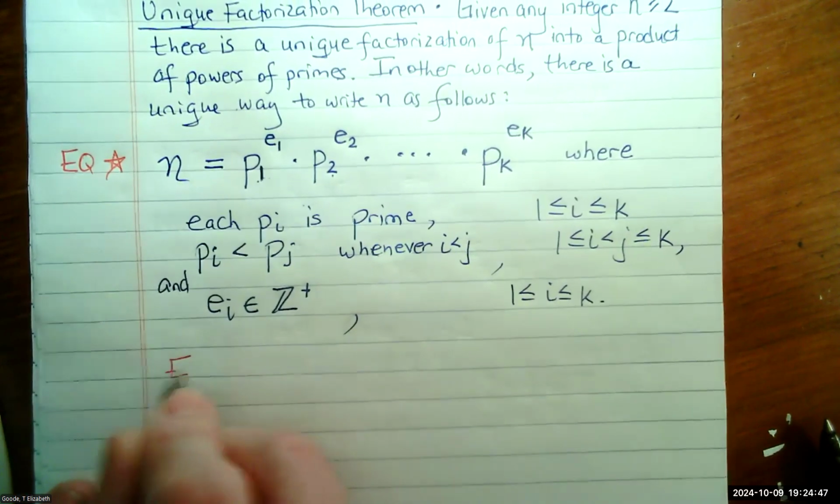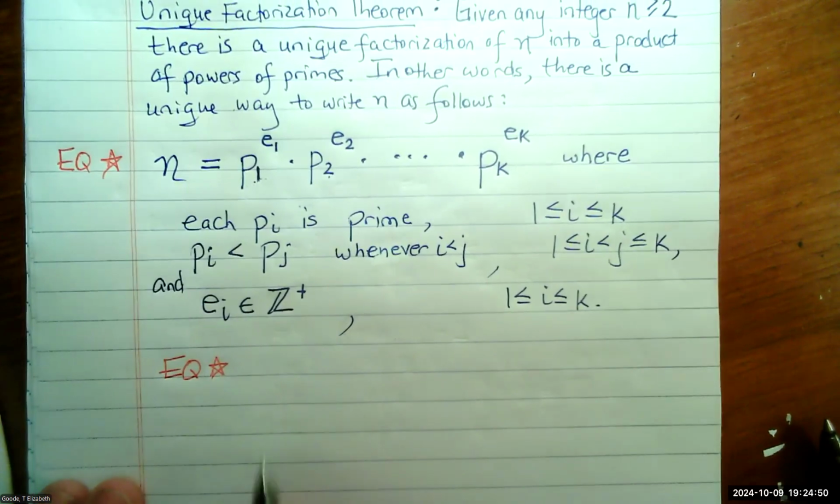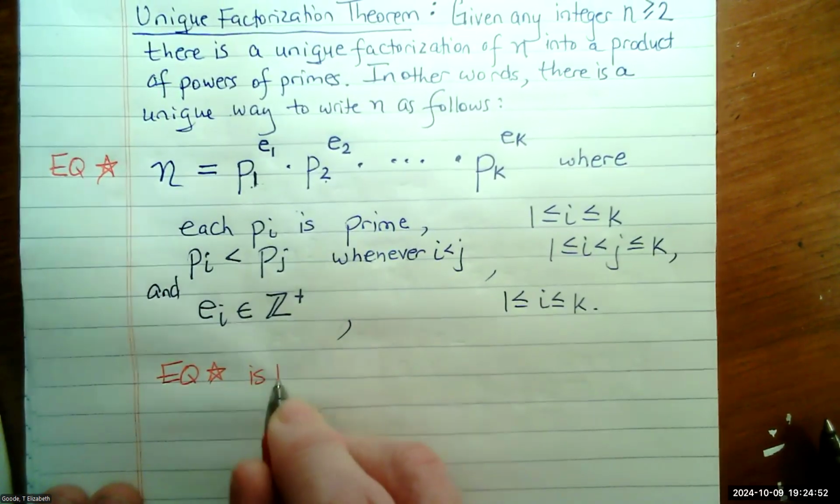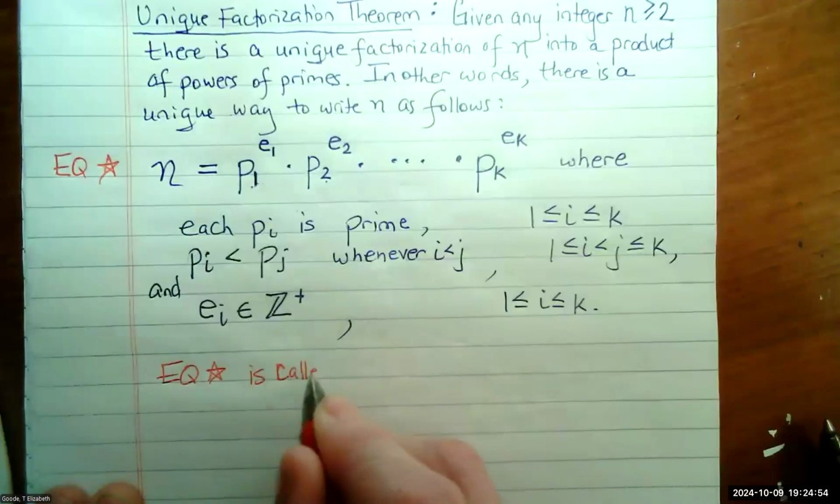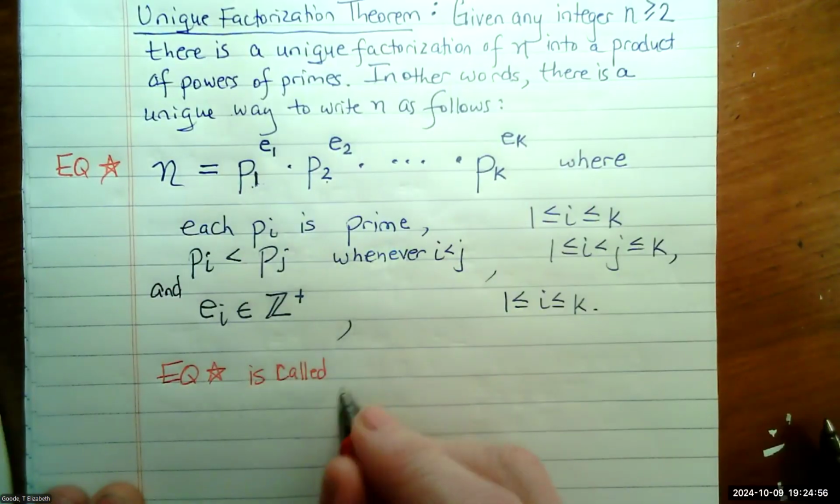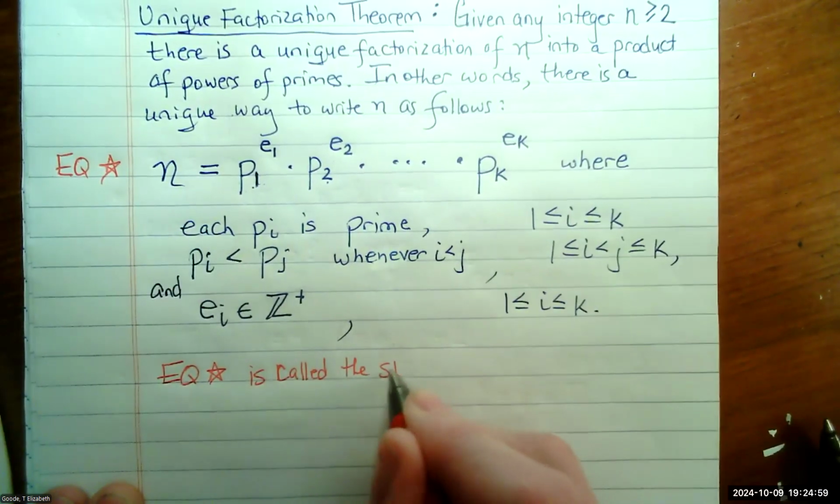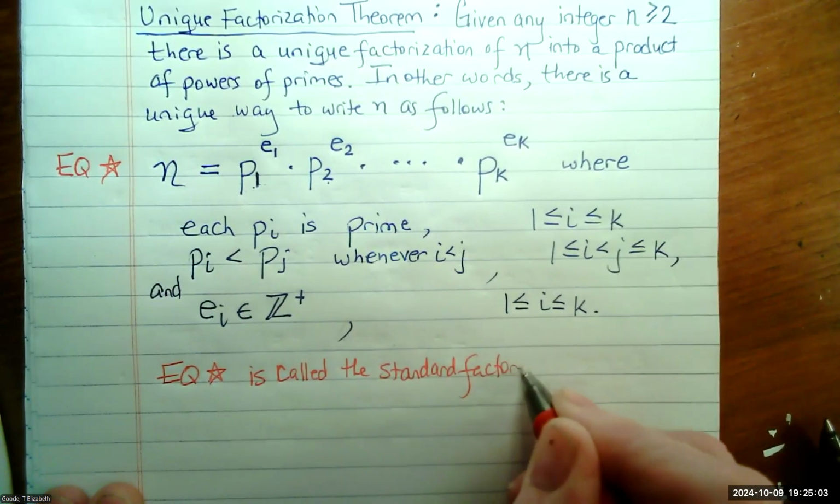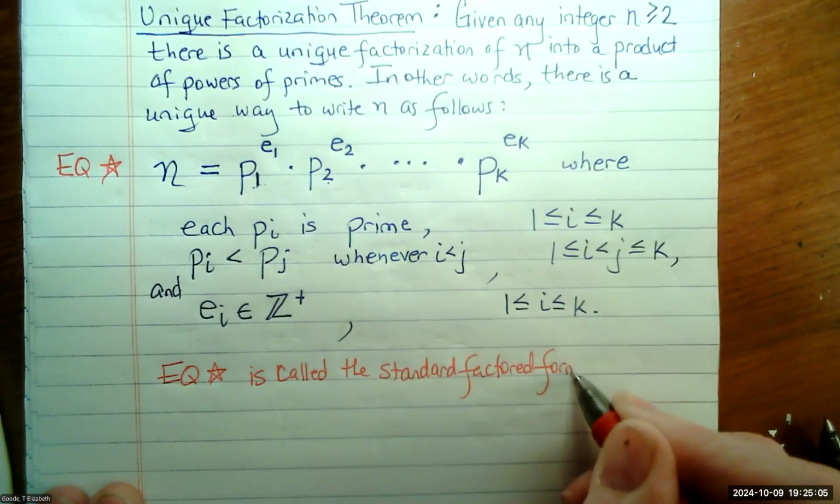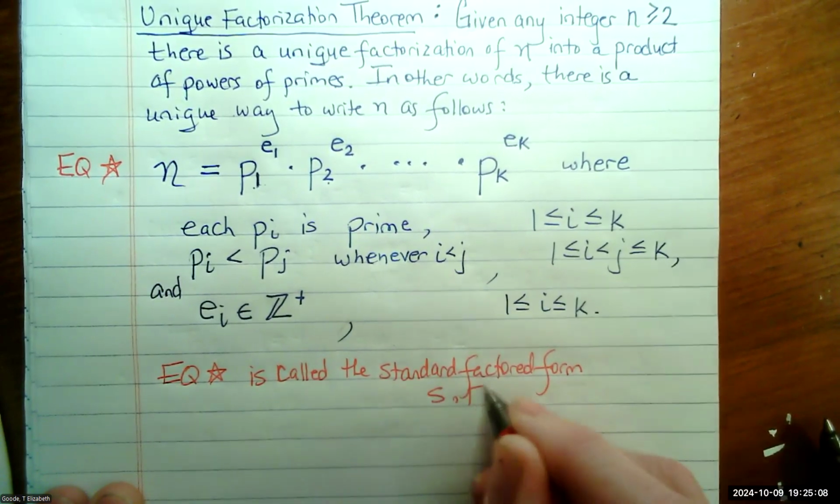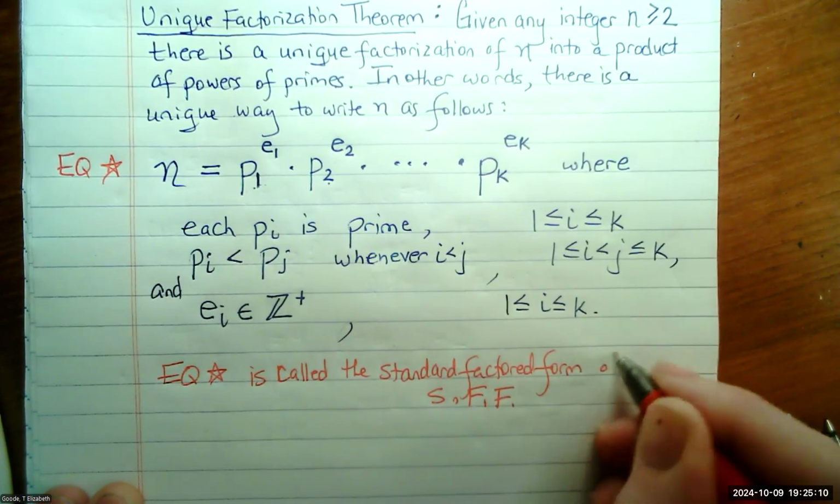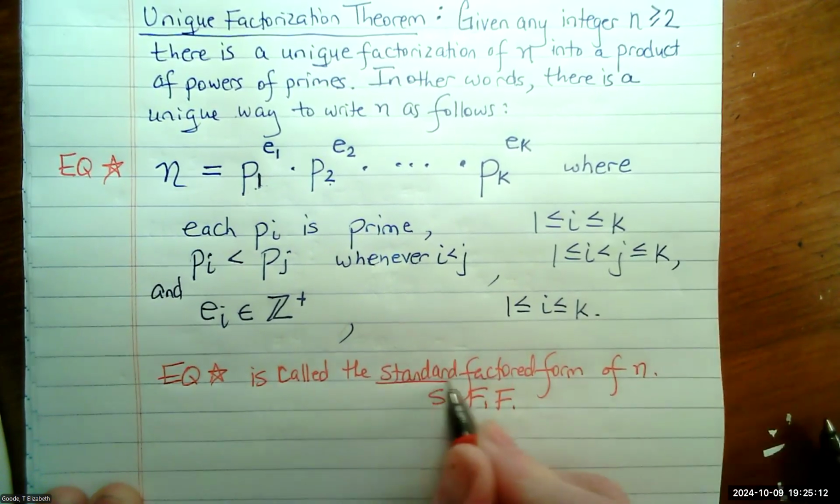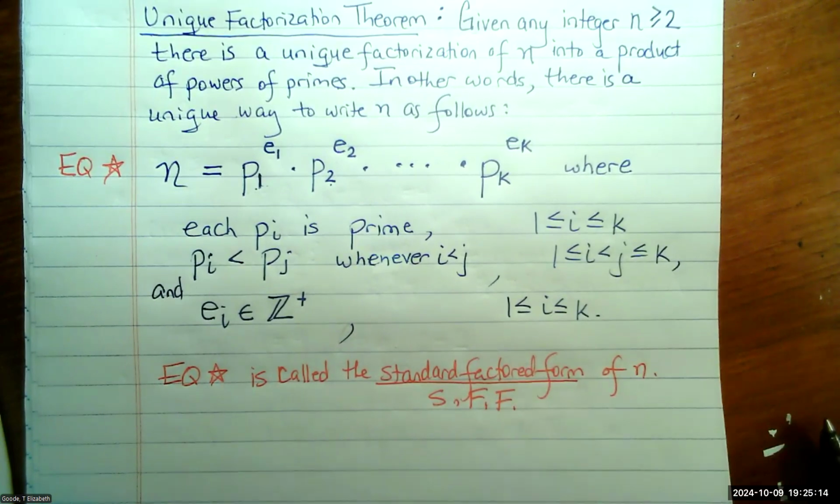So in fact, equation star is called the standard factored form of n. This is called standard factored form, SFF of n. So the unique factorization theorem gives us a standard factored form of n. So it looks a lot worse than it is.